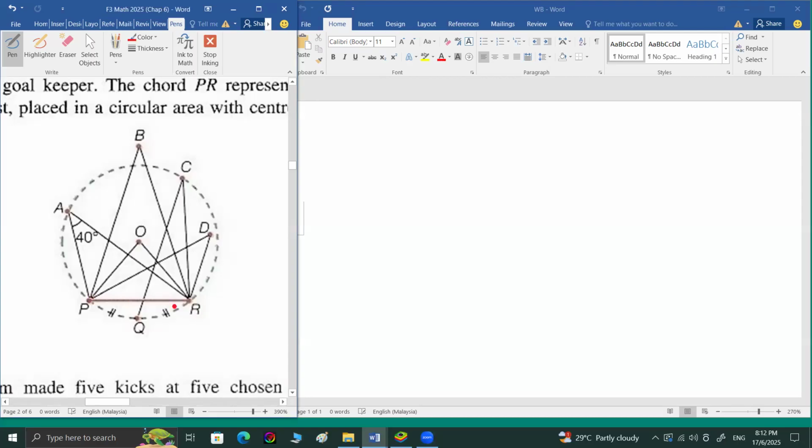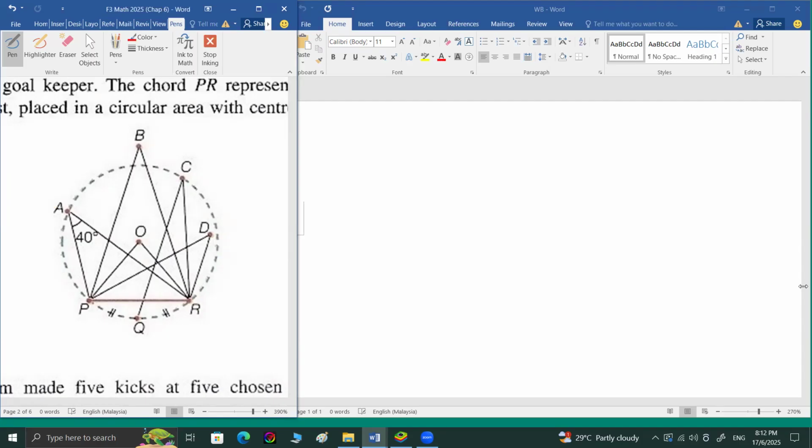Okay, the quad PR. This is the R, and this line we call it chord. Okay, now next, placed in a circular area with a center O. Okay, Naim made 5 kicks at 5 chosen spots. Yeah, here, A, B, C, D, and O. Make a penalty kick here, A, B, C, D, O. The rules require competitors to kick from the circumference of the circle. From where? From the circumference. Can you see the keywords there?